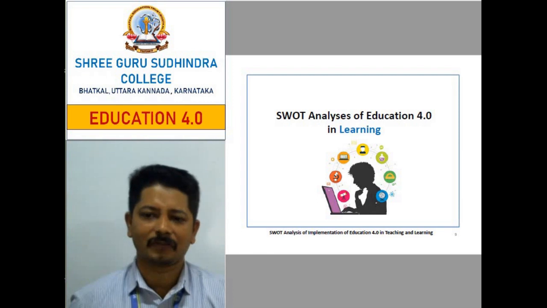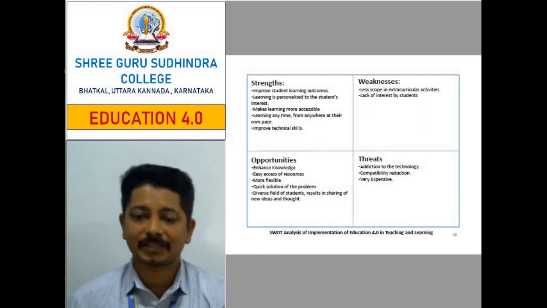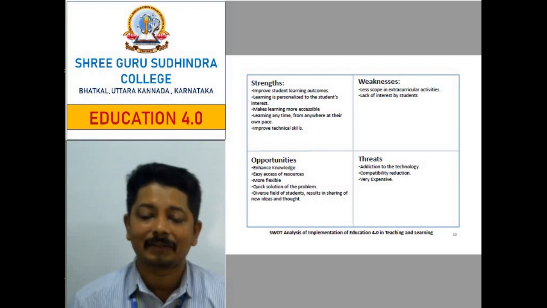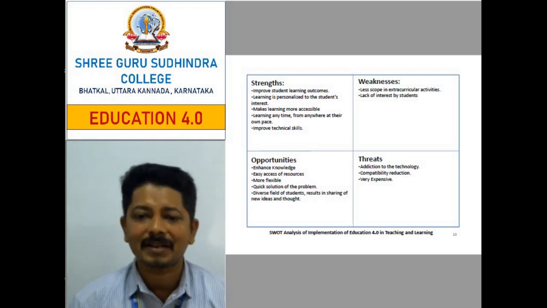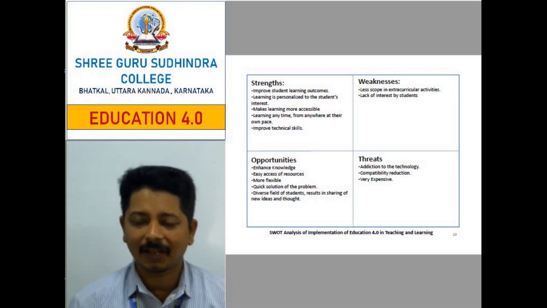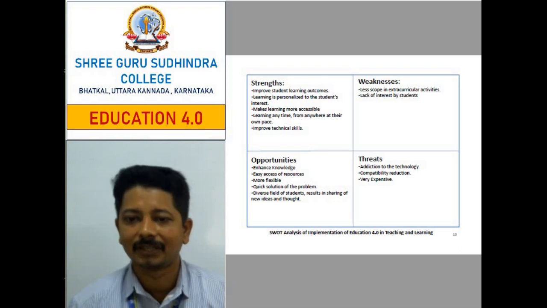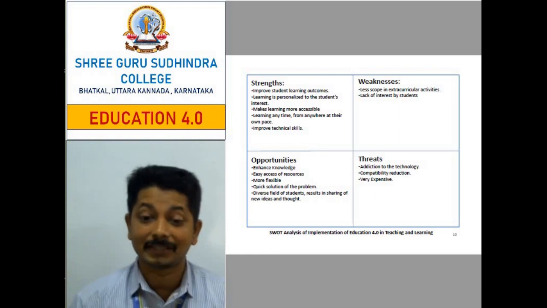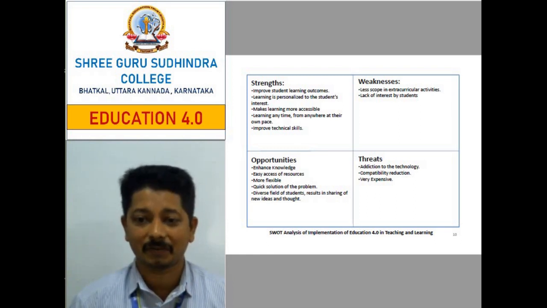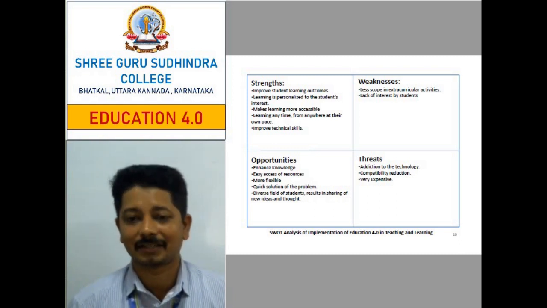When it comes to the learner's point of view, the first point, strengths, is that it improves the students' learning outcomes. Already I mentioned, ultimately, the goal of each and every institution, educationist or parent is to expect better outcomes. Education 4.0 helps to improve student learning outcomes. Learning is personalized to students' interest. Every student is different, every student becomes more creative, and he is not the same as others. That's why learning is always based on personalized interest. Then he can give more attention and he can learn in a better way.